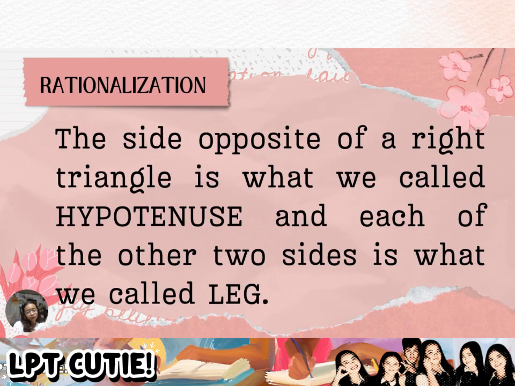So actually, the side opposite the right angle of a right triangle is always the hypotenuse, or the hypotenuse is the longest side of the triangle, right? And each of the other two sides is what we call a leg. These are the shorter leg and the longer leg. So again, the longest side of the triangle is and will always be the hypotenuse, and the others are called the legs, the shorter and the longer leg.